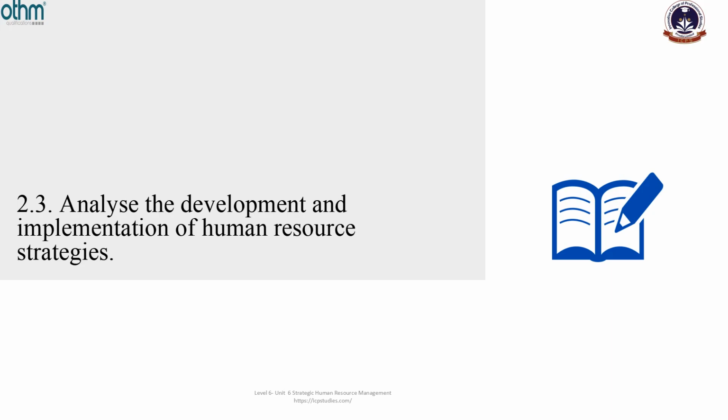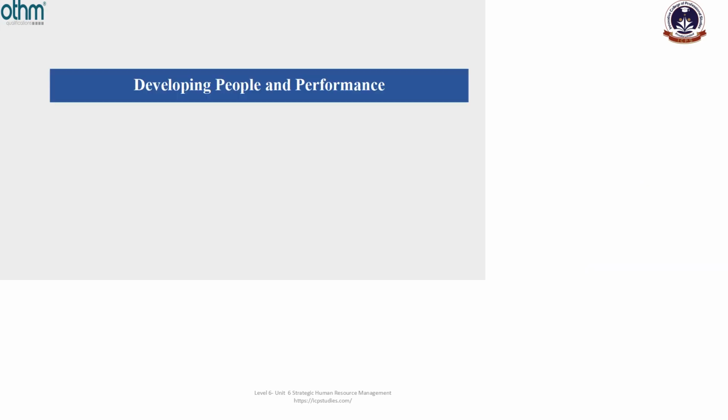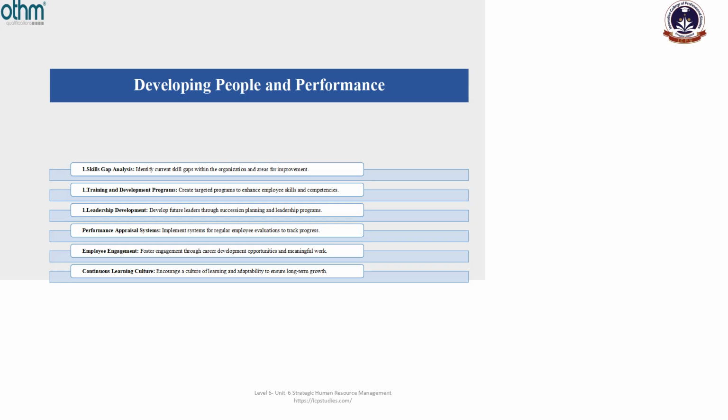Now we have the third assessment criteria, in which we analyze the development and implementation of human resource strategies. Now we'll discuss developing people and performance. To do this, first we have to do the skill gap analysis, in which we identify current skill gaps within the organization and areas for improvement.